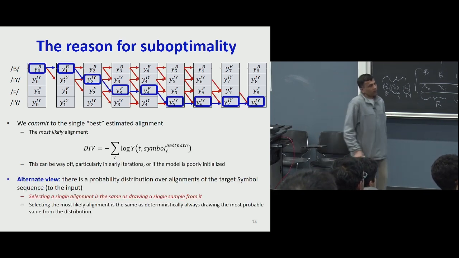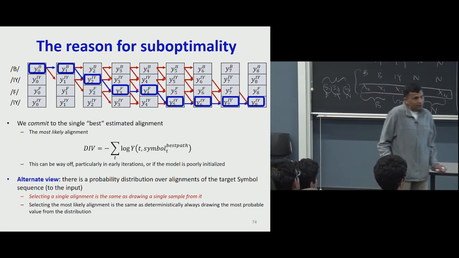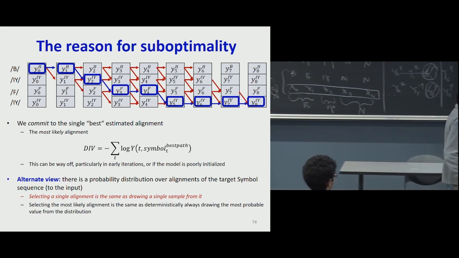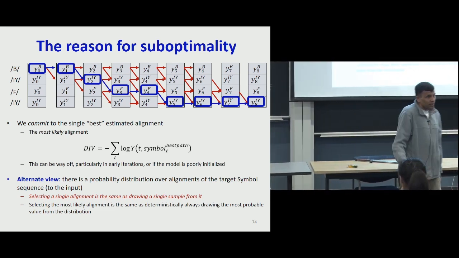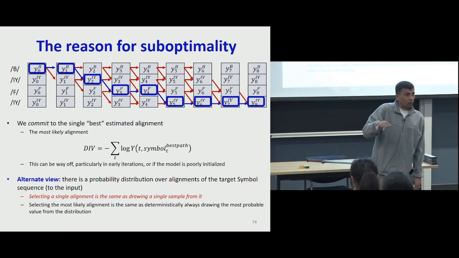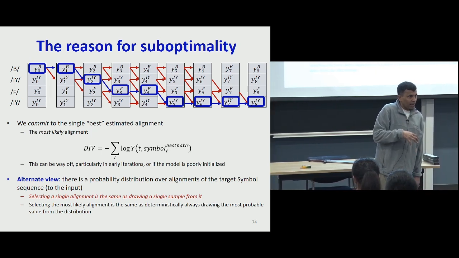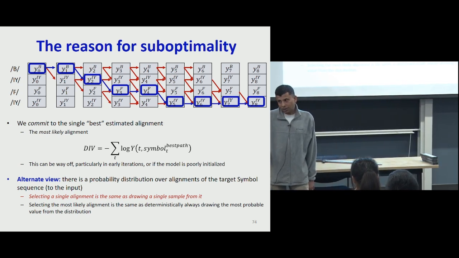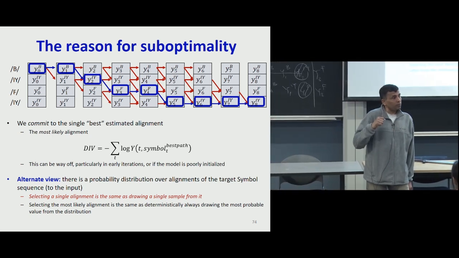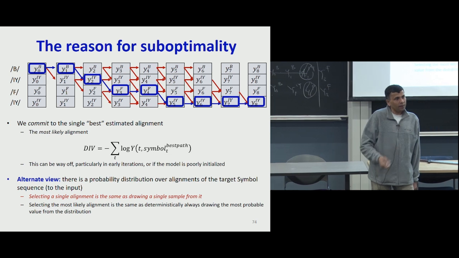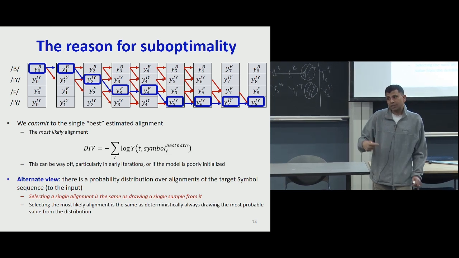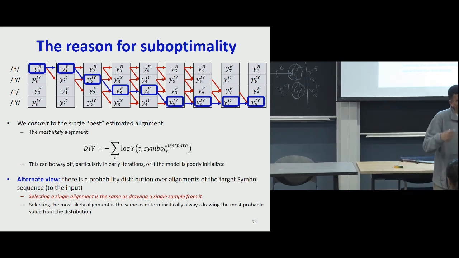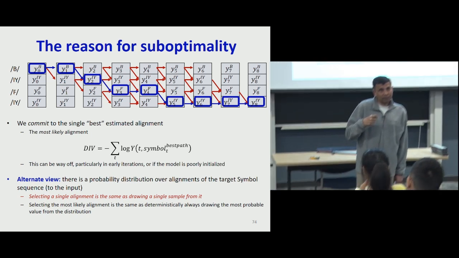There's a different way of looking at this. In this graph, there are an exponential number of paths, right? And every path has a probability. So I can think of this as a probability distribution over all of the paths, and we are just picking the most likely path. Alternately, you could have been drawing randomly from this distribution. If you draw randomly, you wouldn't necessarily be picking the most likely path, but you're committing to one of these paths, right? And picking the most likely path is like always selecting the most likely path.